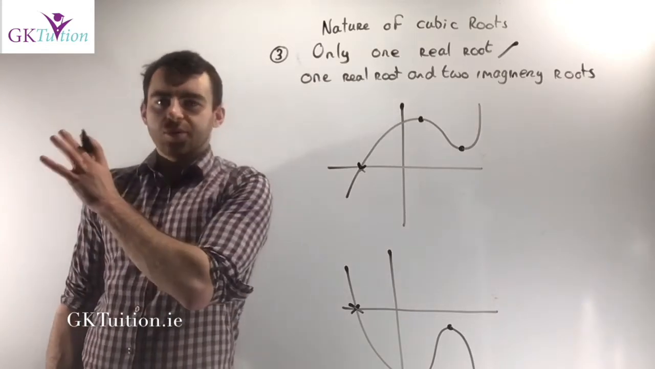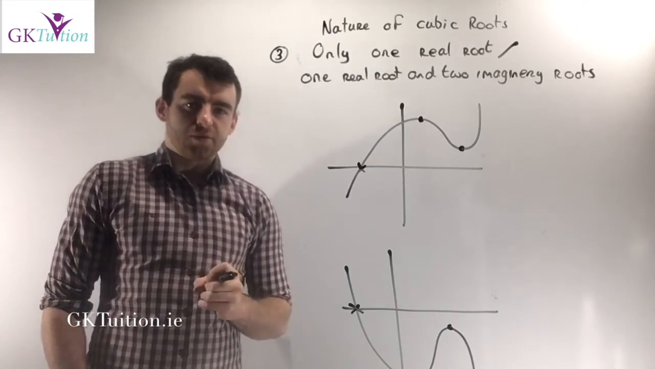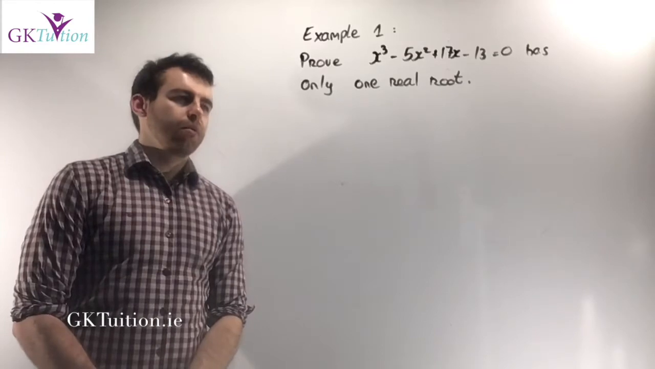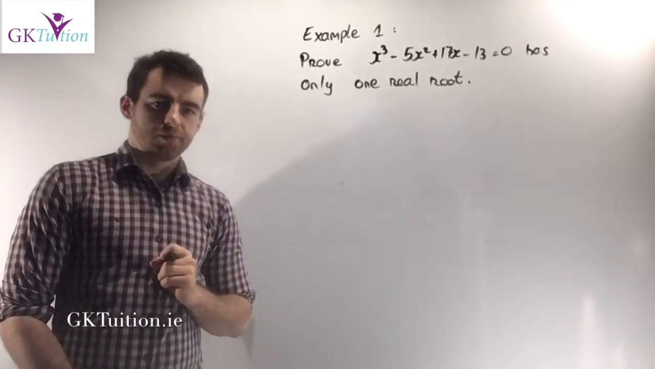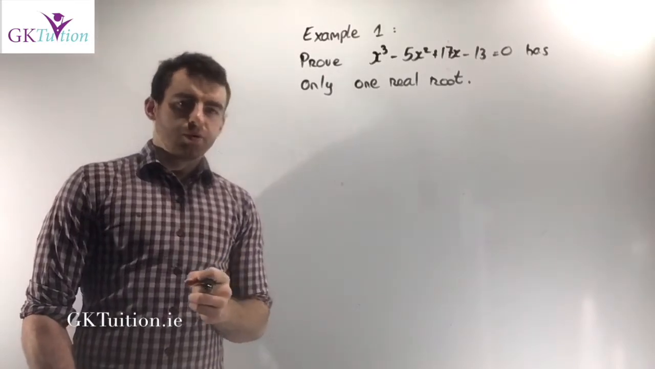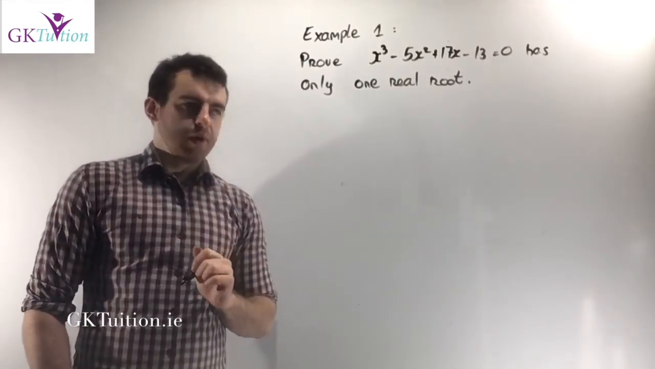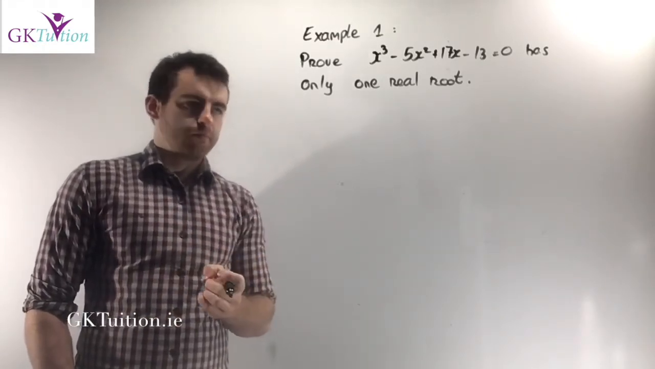All we need to look at is what we did in the previous video and what we did in the video on the nature of quadratic roots. So supposing I was given something like this, where I'm asked to prove that this cubic has only 1 real root. If a cubic has only 1 real root, that means 1 of them is real and 2 of them are imaginary. Every cubic has 3 roots, it's just that not all of them are real.